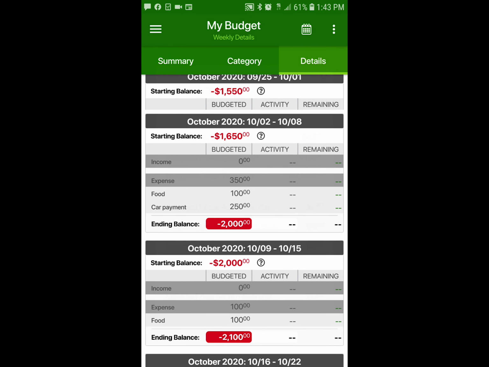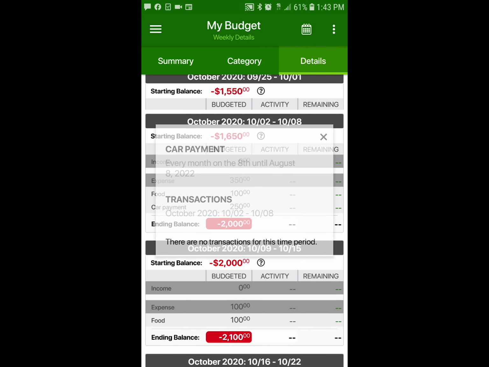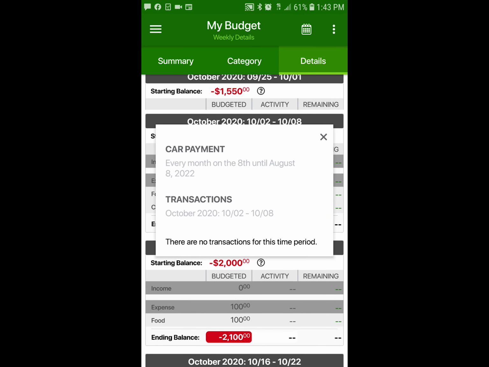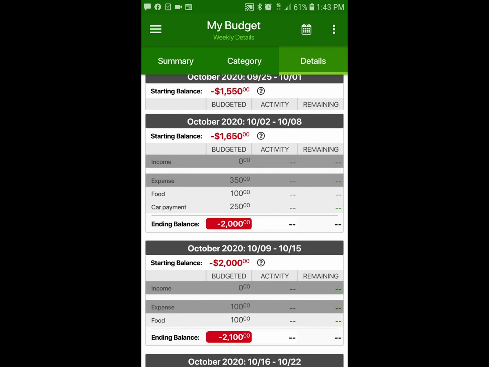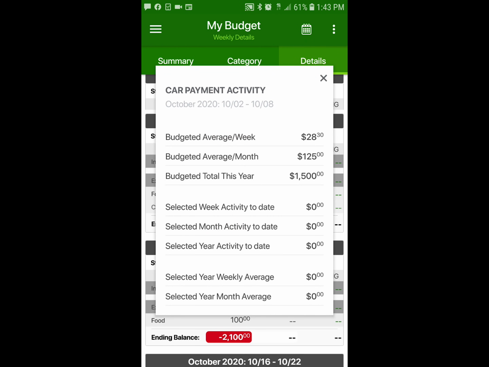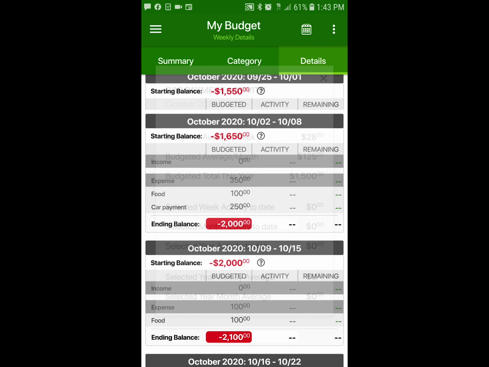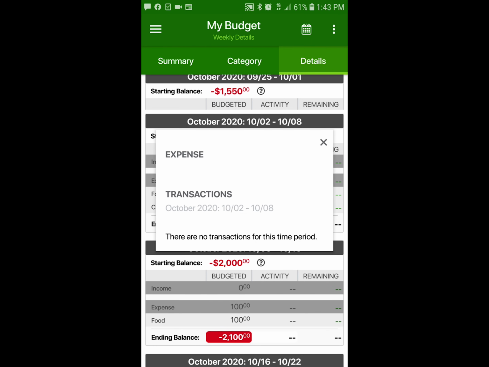And then notice you could do it for the car payment also. It gives you the car payment every month on the 8th. And then if you hold on it, it pulls up the activity and it gives you the averages and all of that stuff. And you can X out of that. Now, it can also do it for the expense item and the income item. So if you just tap on expense, boom, it's going to pull up. So there's no expenses. You haven't had any expenses assigned this week. You can X out of that.